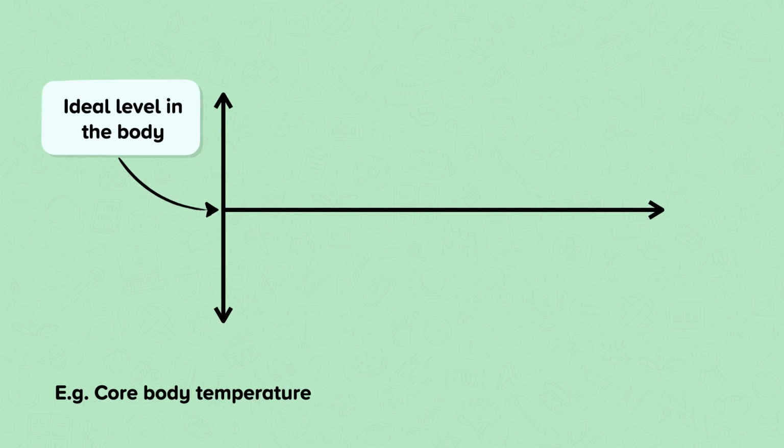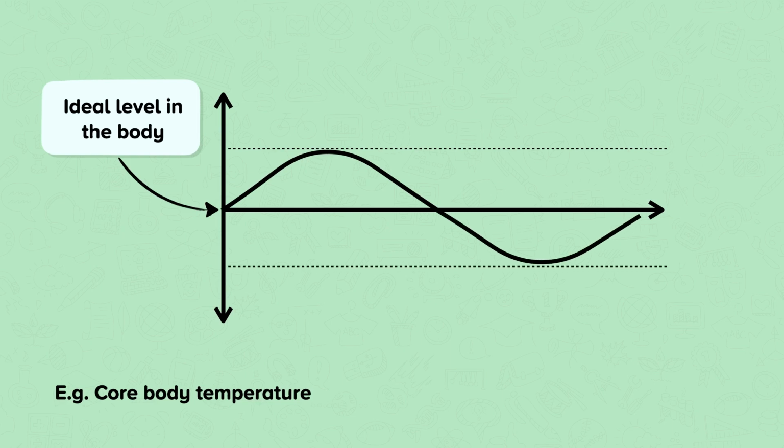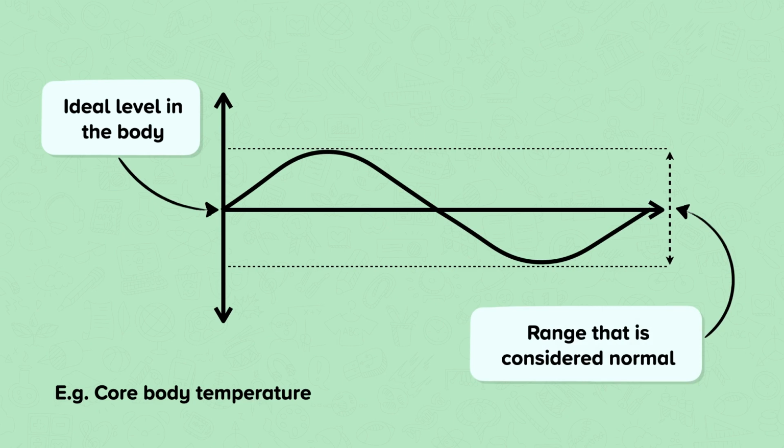Let's consider the fluctuations in these physiological variables in a graph. If one of these variables begins to rise, the body tries to return it back to the ideal level. The same is true if the levels fall. There is usually a range either side of the optimum considered normal, and it's this which allows the body to remain healthy and work efficiently. Our core body temperature is maintained within approximately 36.5 and 37.5 degrees Celsius.